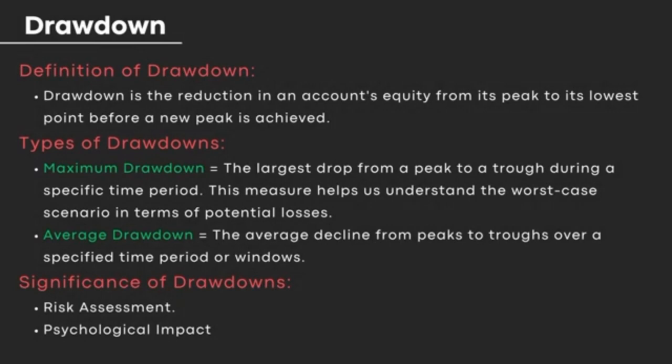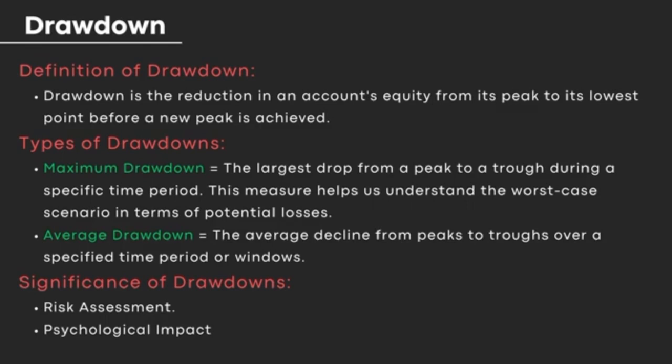Now, let's move on to the next slide and discuss drawdowns. Let's first of all break down what we mean when we talk about drawdown. A drawdown is the decline in your account's equity from its highest point down to its lowest point before it starts recovering and hits a new peak. It's the dip in your account balance when trades don't go your way or you end up in a losing streak, or a series of losses. That's what a drawdown is.